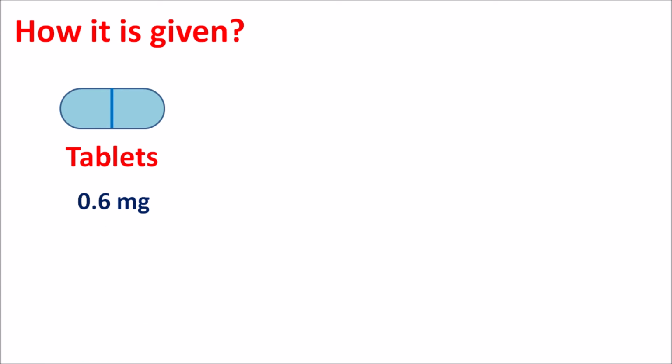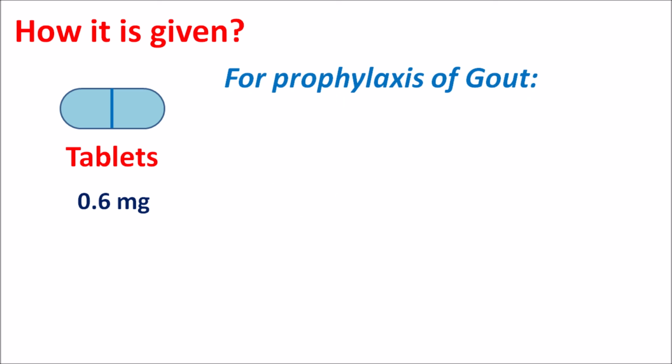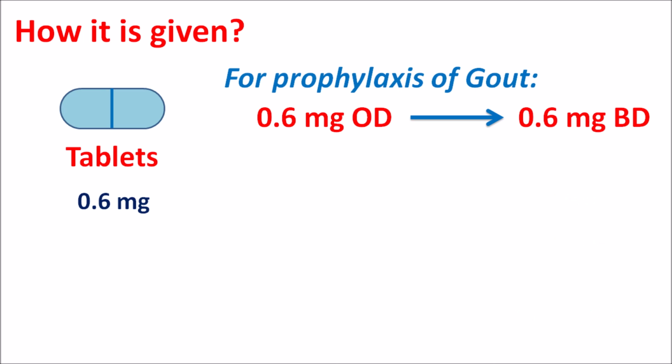How it is given? This drug is available as tablets at a strength of 0.6 mg. So for the prophylaxis of gout, this is going to be started at initial dose of 0.6 mg given once daily. Based on the efficacy of the treatment, the dose can be increased up to 0.6 mg given twice daily. So the total daily dose is 1.2 mg per day.